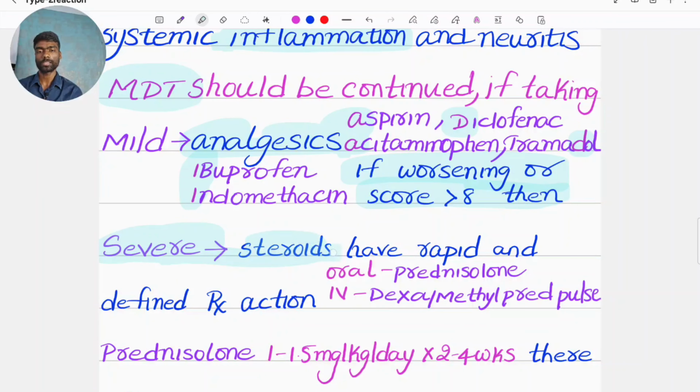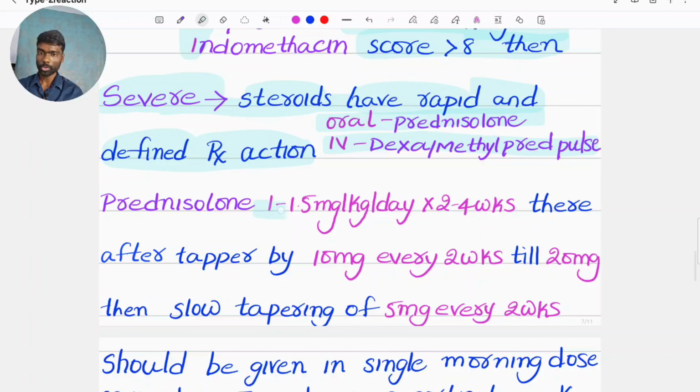and we will start steroids, which have rapid and defined therapeutic action. Oral prednisolone, IV dexamethasone or methylprednisolone pulse. Prednisolone dosage 1 to 1.5 mg per kg for 2 to 4 weeks, almost a month. WHO says to start with a low dose of 30 to 40 mg. If reactions are not controlled, then we can increase the dosage. After that, we have to taper 10 mg every 2 weeks until 20 mg is reached. After reaching 20 mg, you have to reduce only 5 mg every 2 weeks.